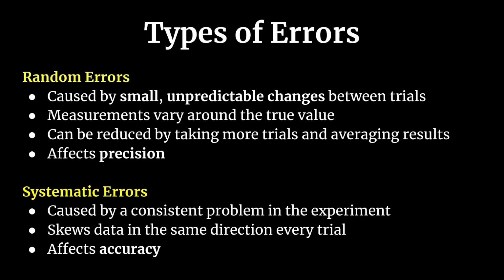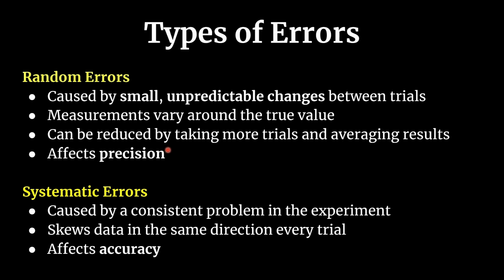There are two key types of errors, which I had promised that I'd get to eventually, and they are random and systematic errors. Random errors are small, unpredictable changes between trials, usually caused by things like fluctuating environmental conditions, and they cause measurements to vary slightly around the true value. Random errors can be reduced by taking more trials and averaging the result. It's also important to note that random errors affect precision.